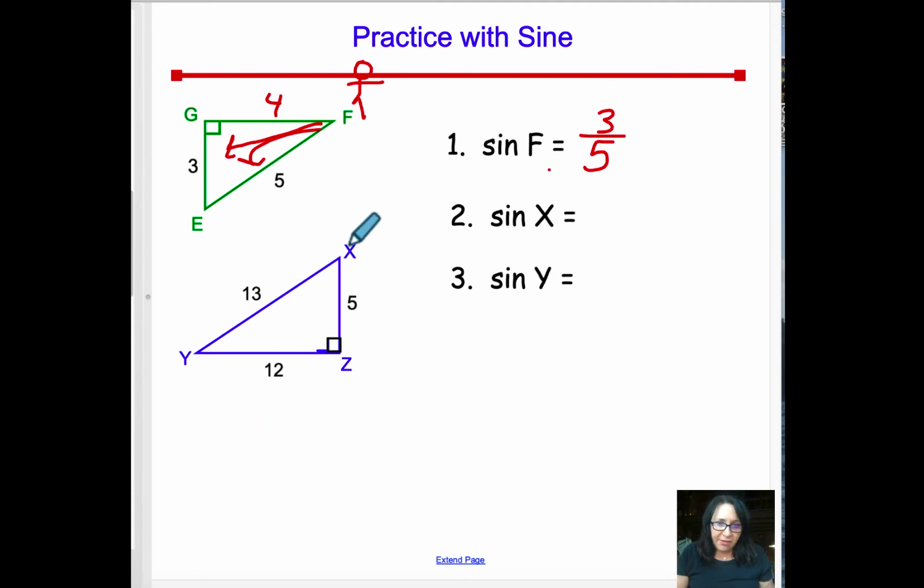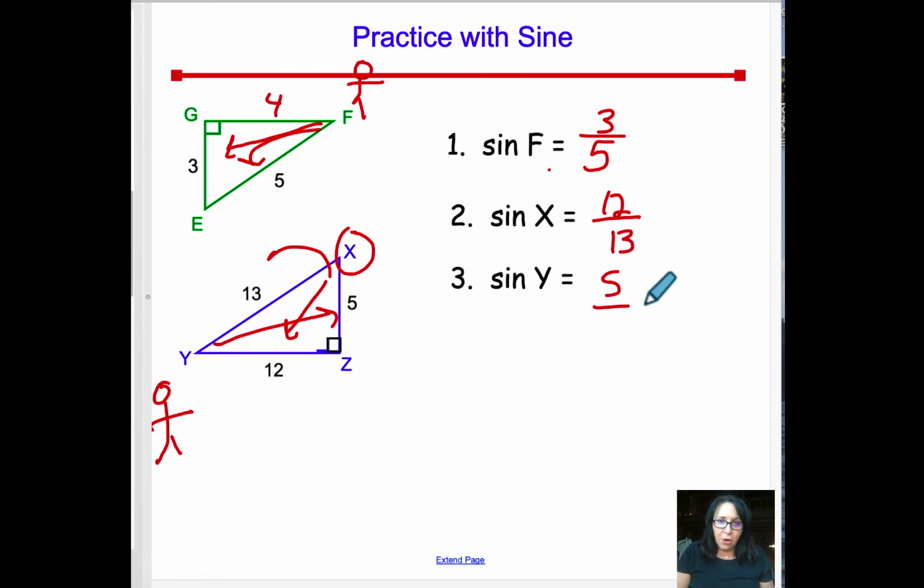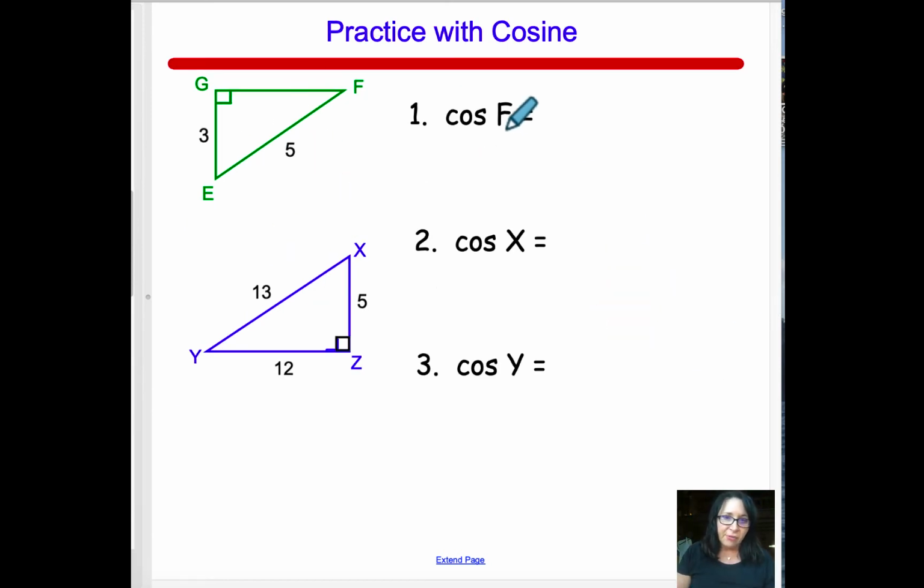If I wanted to find sine of x, now I'm here, opposite over hypotenuse. So that's going to be 12 over 13. And then sine of y is, if I put myself here, again opposite 5 over 13, opposite over hypotenuse. Practice with cosine.